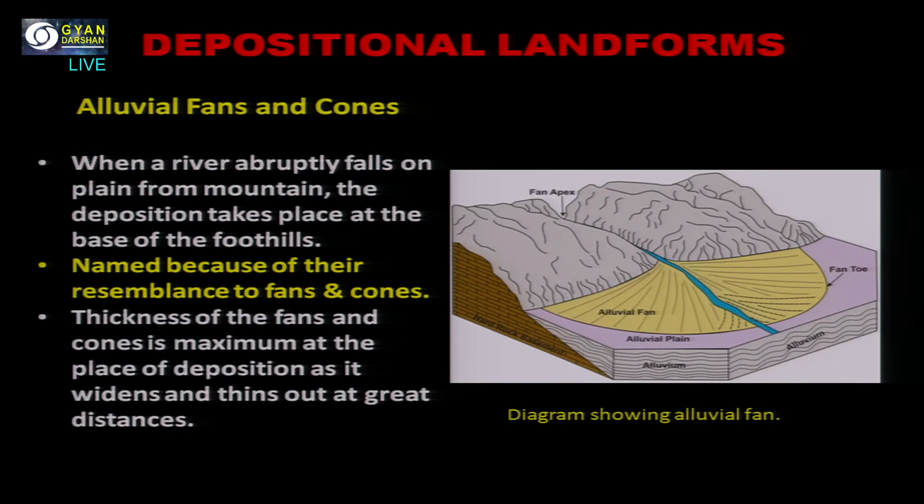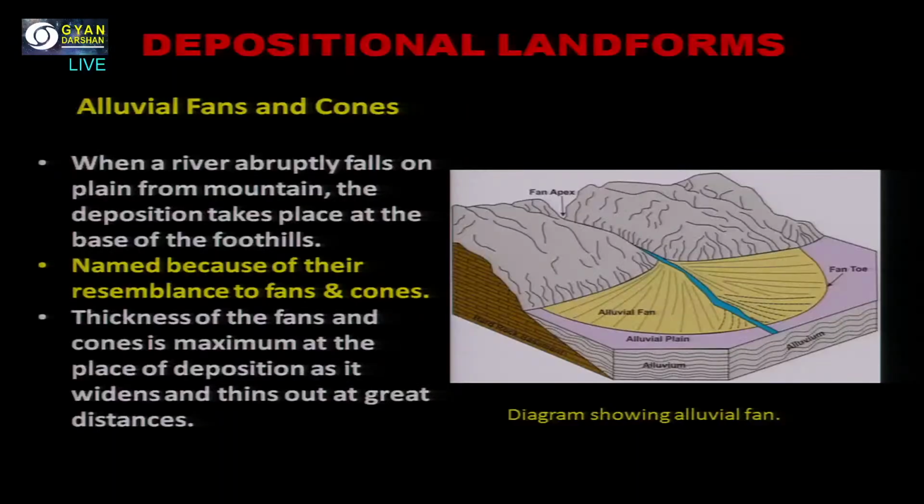Yes, as you learners have heard about the erosional landforms that we have talked about: river valleys, gorges, canyons, then potholes. There are also some depositional landforms. Here in this figure you can see an alluvial fan and cones. This occurs when a river abruptly falls from a hill or from a mountain onto a plain, and deposition takes place at the base of the foothills, as you can see in this figure.